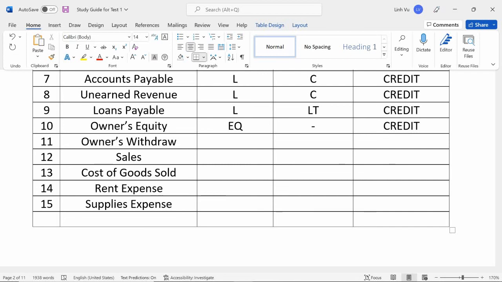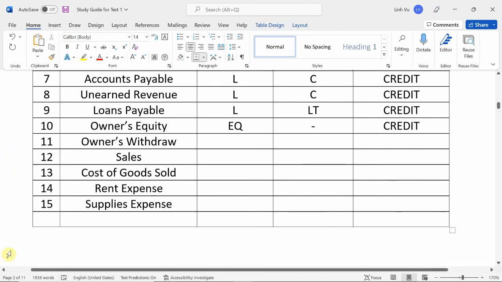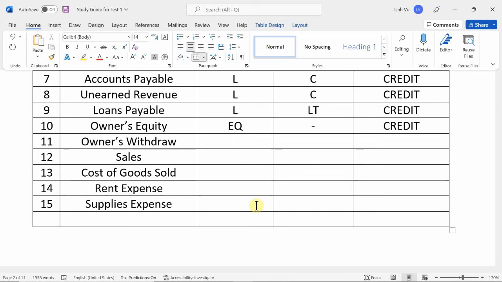What about an owner's withdrawal? If the owner decides to take money away from the company, an owner's doing a withdrawal. Okay, would it be equity? It is an equity account. Good. Now, what kind of equity? None. Excellent. Now, in this case, are you increasing or decreasing equity? Decreasing, so you're going debit. Yes. Excellent. Debit.